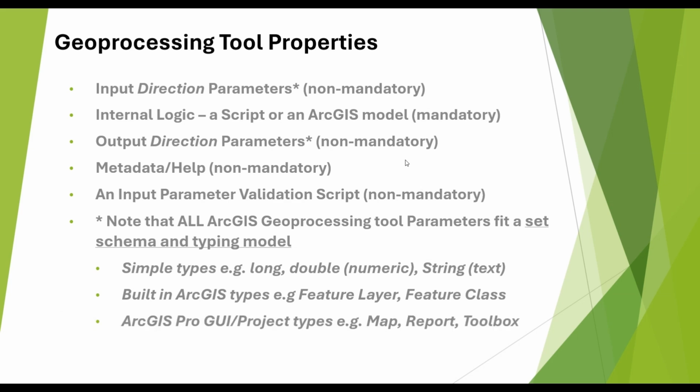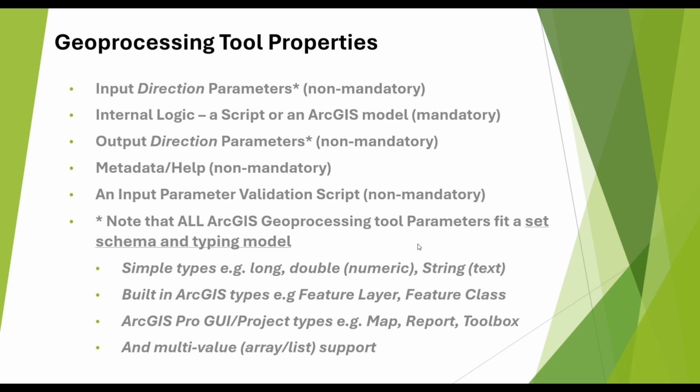And you can also use ArcGIS Pro GUI types, for instance, a map. I once wrote a publishing tool where you had a pull down and you could pick a map within the project and then choose some other options and it would automatically publish that map to ArcGIS Enterprise. There are other types, but the thing to note is all these geoprocessing tools share the same schema and typing model for exchanging information and sharing parameters, okay?